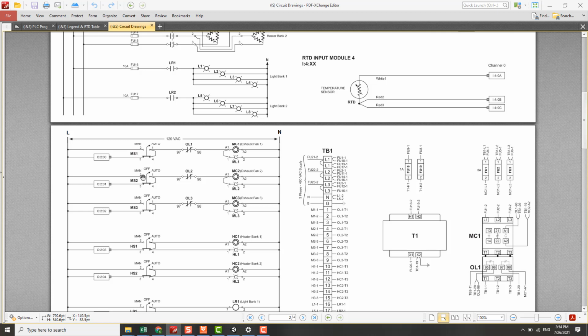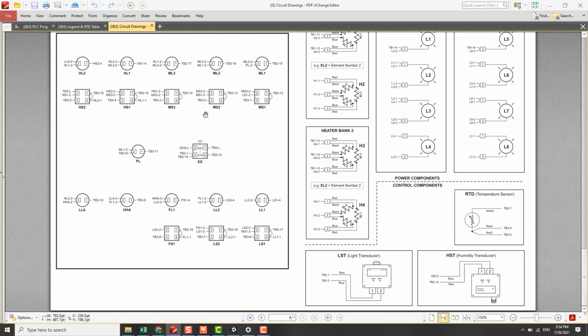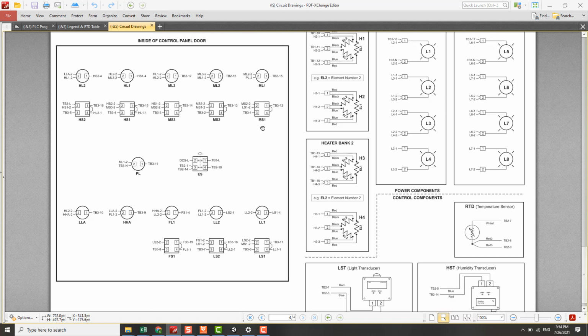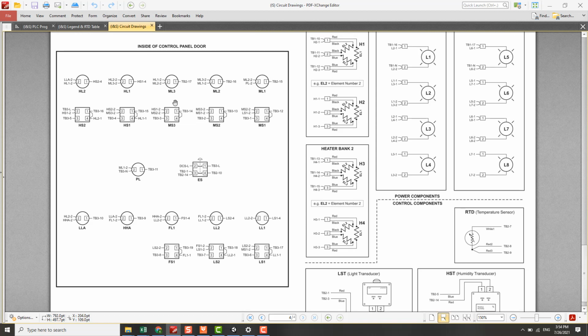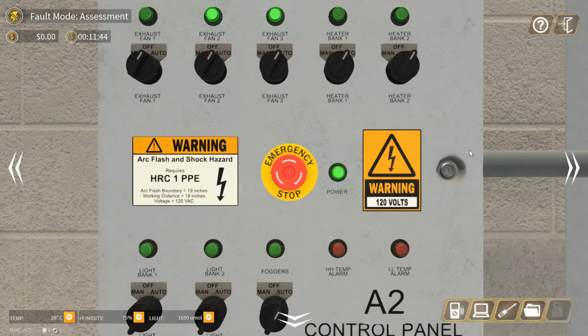So before we go there, let's look at the wiring diagram. Okay, motor selector 1.3 is located inside the control panel, located at the right side, upper corner. Okay, here. Let's go back here.